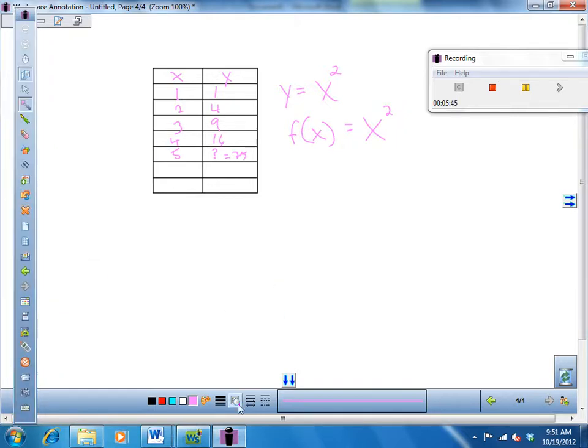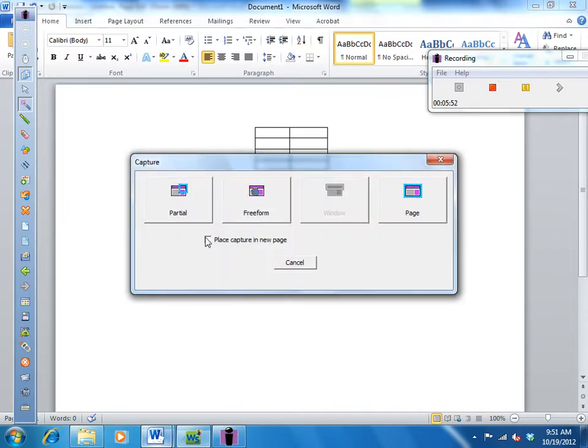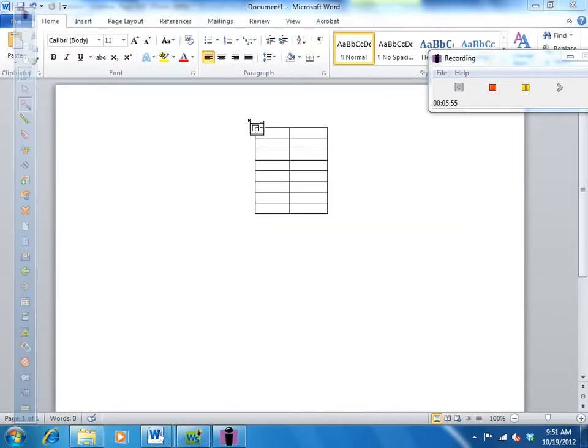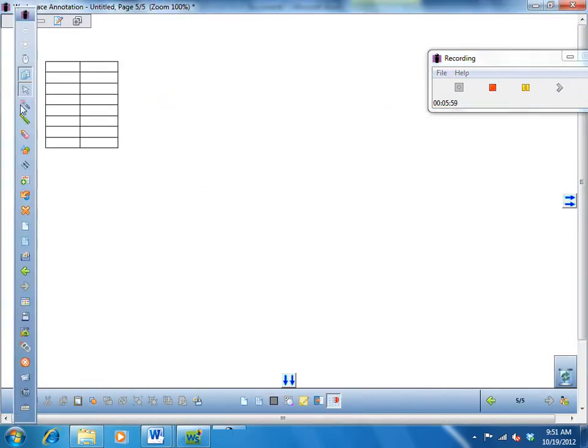Okay, so let's do one more, and then we'll get there. I should have put an X and a Y so I didn't have to do it. Here's X, here's Y, so here's a trickier one. 2, 3, 4.